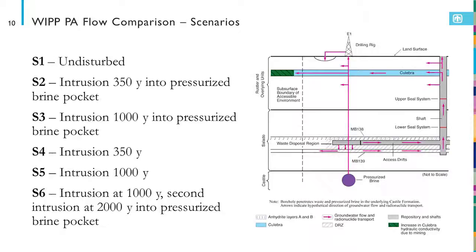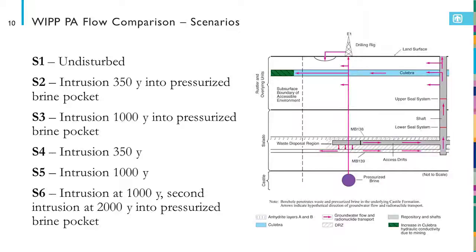So the WIPP-PA flow calculations explore 6 different scenarios. And on the right is a drawing of the conceptual model that covers a couple of those scenarios. So in this drawing, you can see the waste disposal region here in gray. This is the shaft, so ops and experimental areas would continue off to the right of this picture.